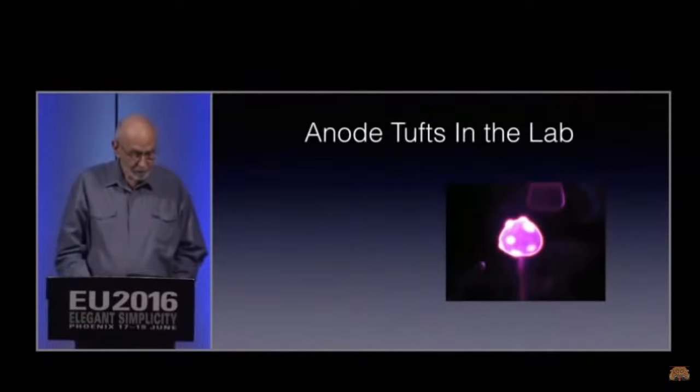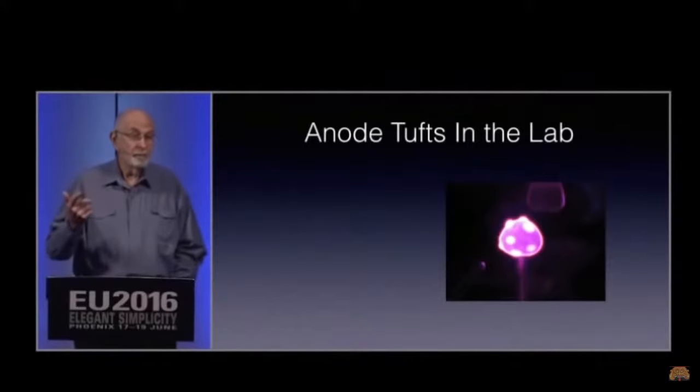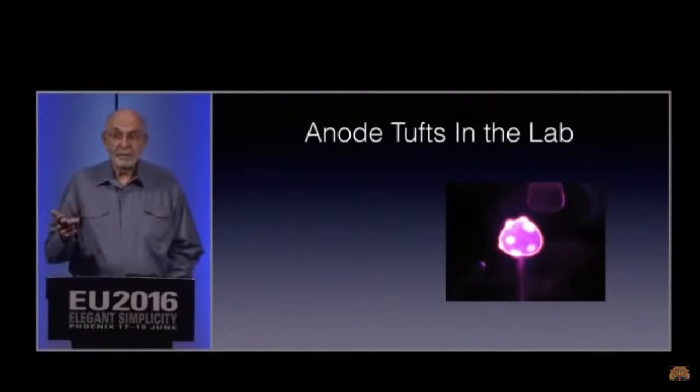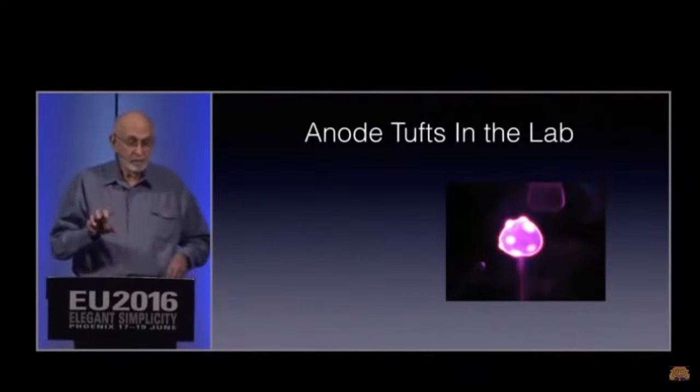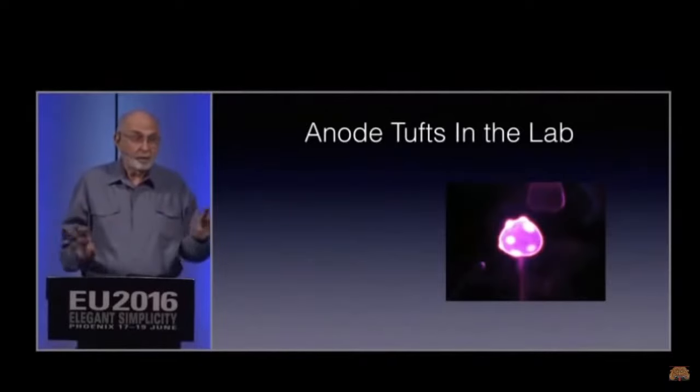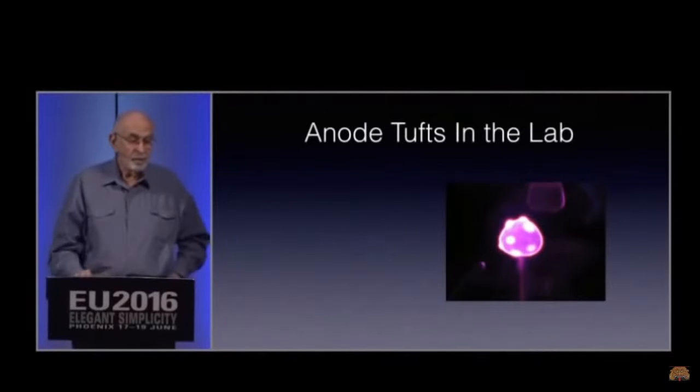And so the major property of these anode tufts is that they're made up of positive charges. And as such, you can think to yourself, just basic knowledge of electricity, if those things are each one a group of positive charges, then they don't like each other. They're going to be repelling each other. And so you see they're quite evenly spaced over the surface of the sphere.